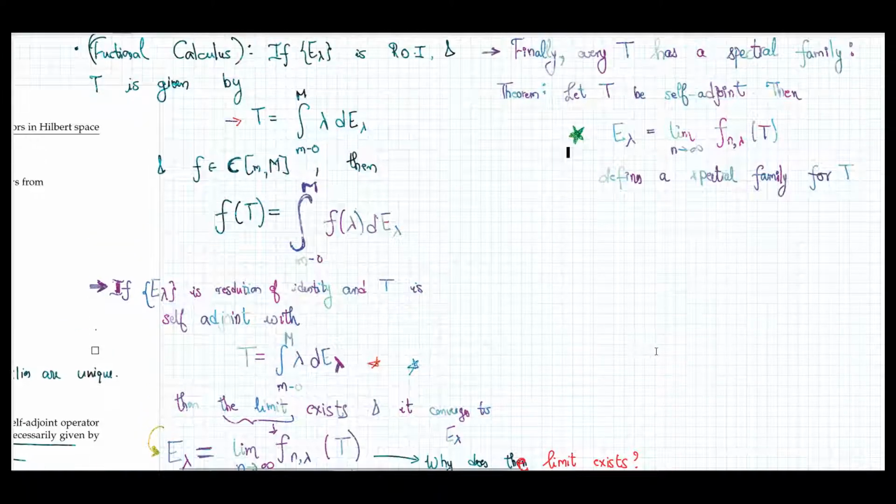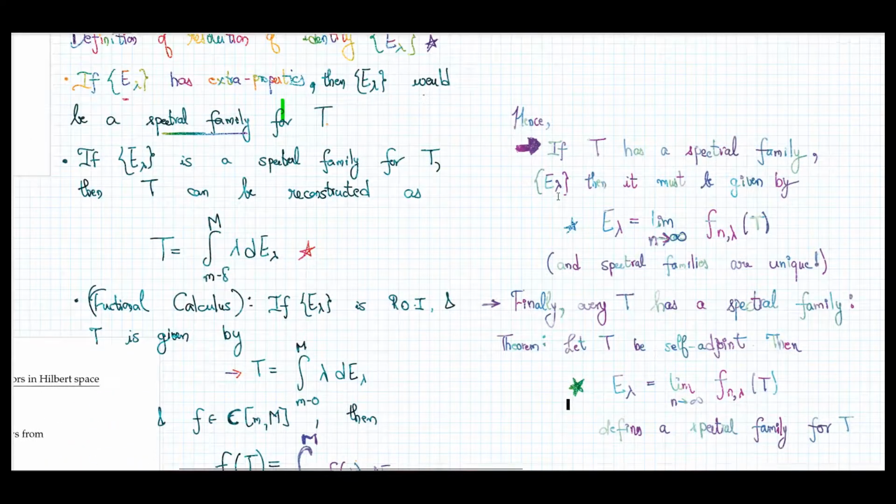And then I'm saying that this spectral family E lambda, if T has a spectral family, then it must be given by this formula. And finally I'm saying that every self-adjoint operator T has a spectral family and it is given by this formula.